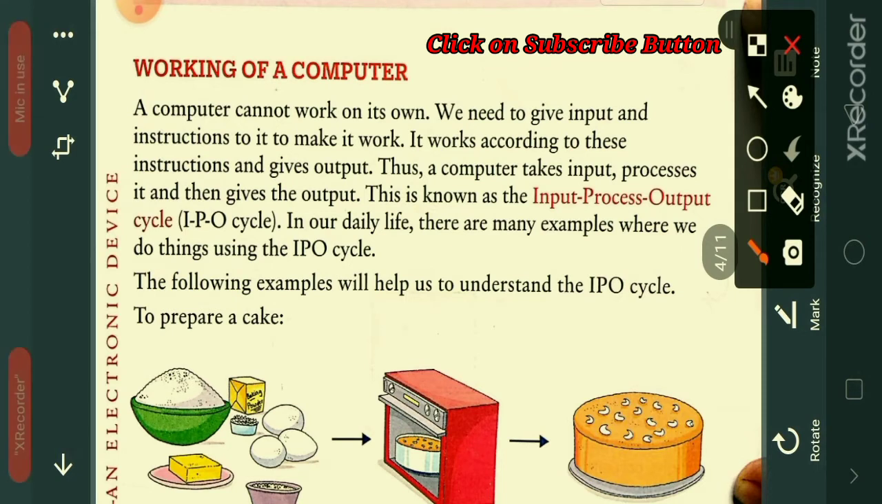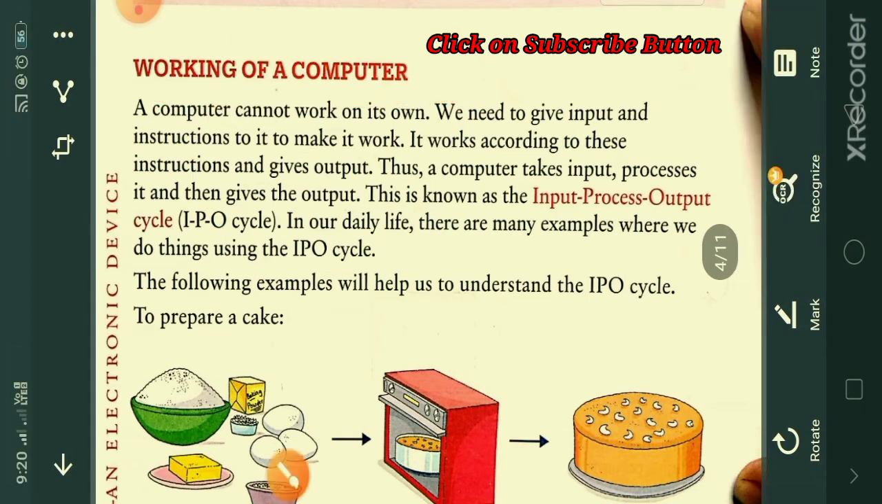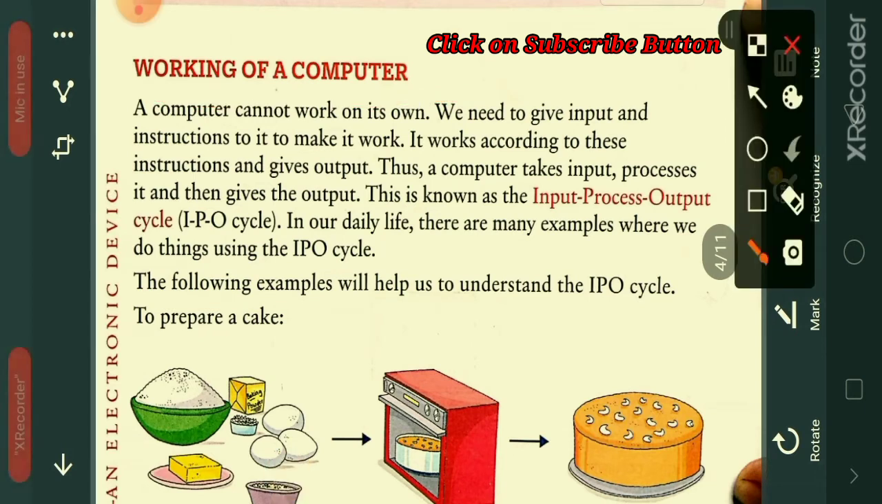In today's class, I am going to explain the next topic of your first chapter. The next topic name is working of a computer. See students, a computer never works by its own. We need to give input and instructions to make it work.